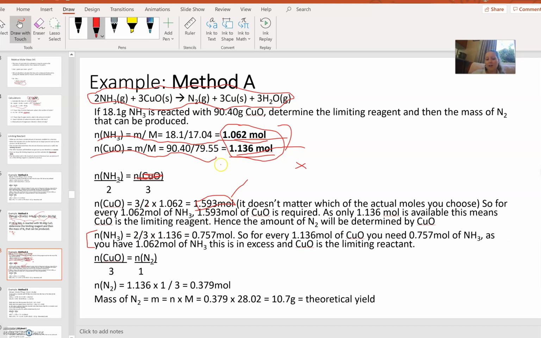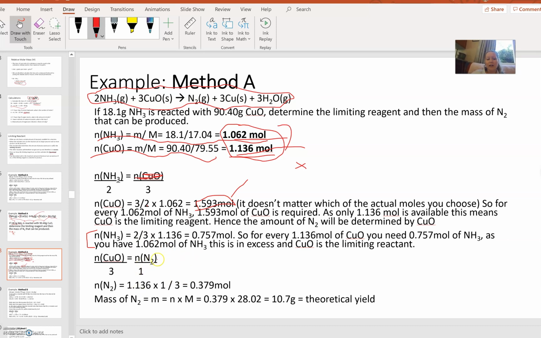But we don't have that. We've only got 1.136, which is less than that. So that tells us that copper oxide is our limiting reagent and NH3 is our reagent in excess. I hope that makes sense. I could have done it the other way.